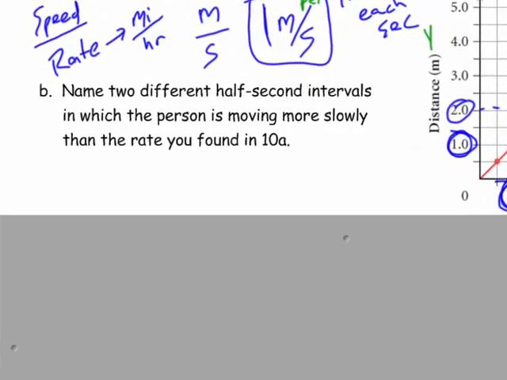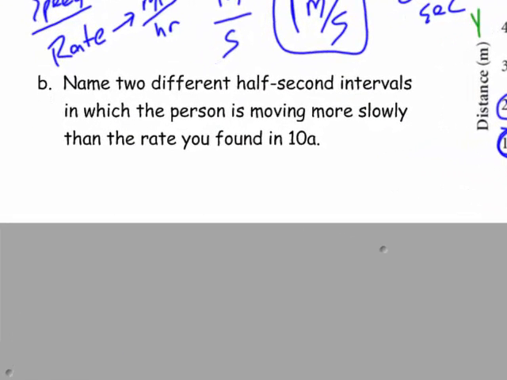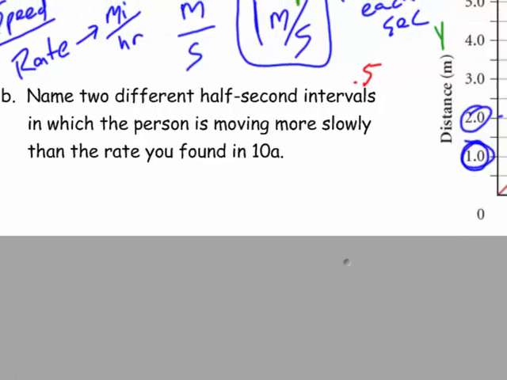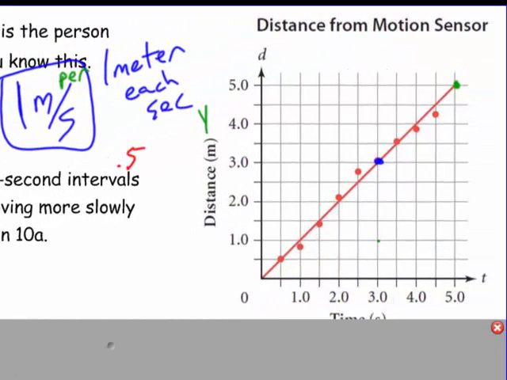What about the next question? It says name 2 different half-second intervals. What does that mean, a half-second interval? That's like every 0.5 seconds, right? Half-second intervals in which the person is moving more slowly than the rate you found in 10A. So we found that we were traveling about 1 meter every second, 1 meter per second.